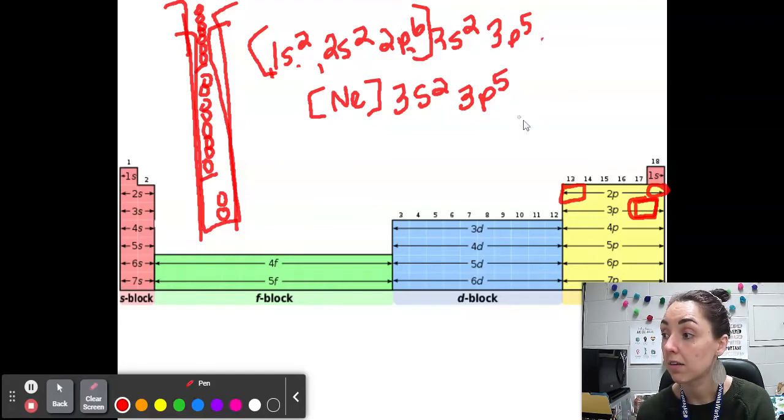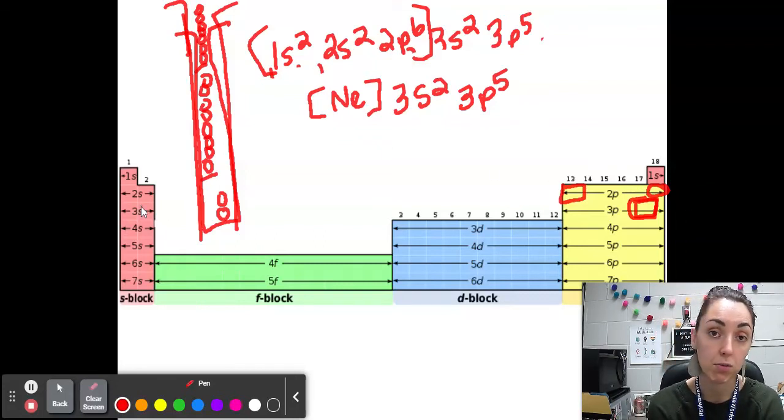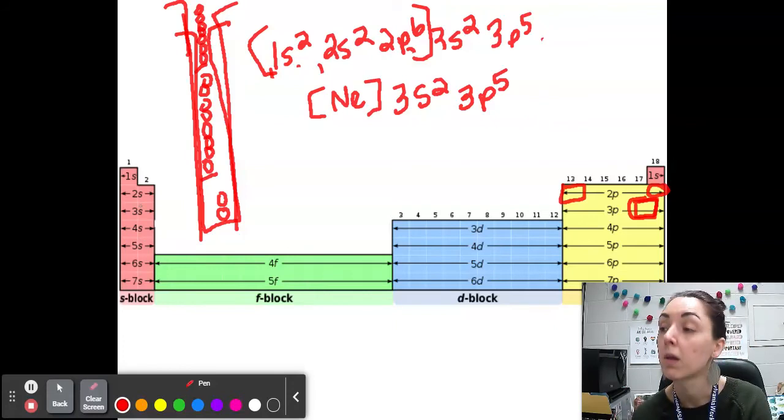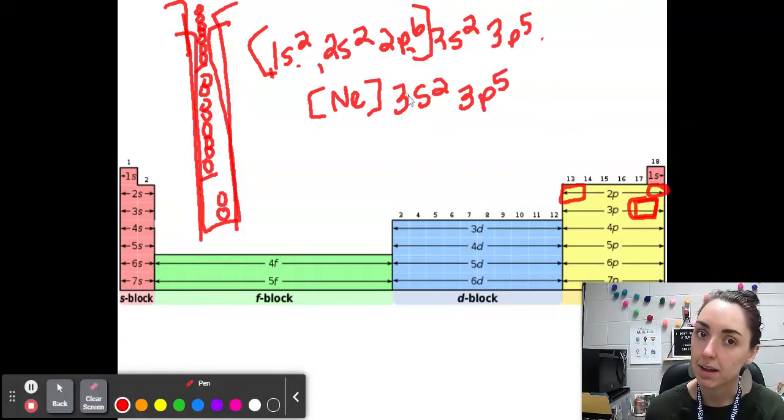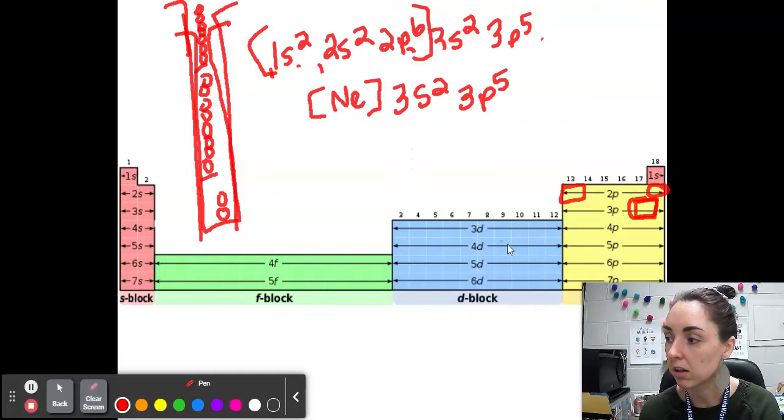So you just go up one row over to the noble gases. That's where you're going to start. And then you just pick up right after that. So you can pick up in the next row with the 3s2 or 4s2, wherever you're at. And that gives you a little less electron configuration to write, especially when you get into the long ones. So you just want to follow the periodic table across and then go down, across and then down.